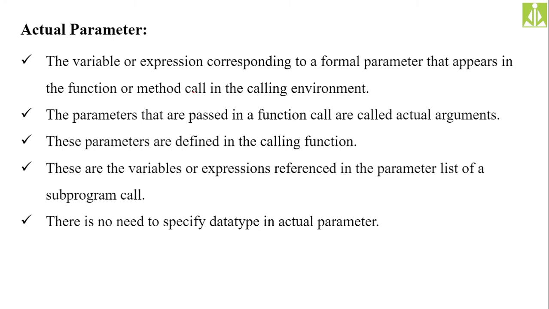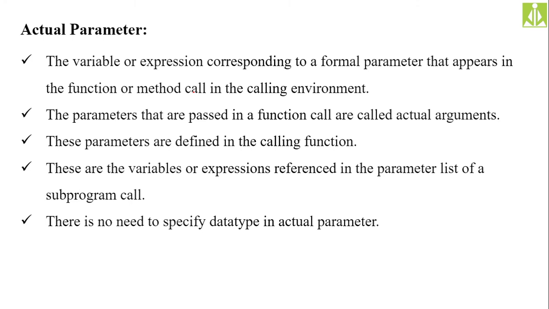The parameters that are passed in the function call are called actual parameters. These parameters are defined in the calling function only. Where are we defining these actual parameters? Inside the calling function only. These are the variables or expressions referred to in the parameter list of a subroutine call, subprogram call. So when you are passing these actual parameters, they will be copied into the formal parameters.